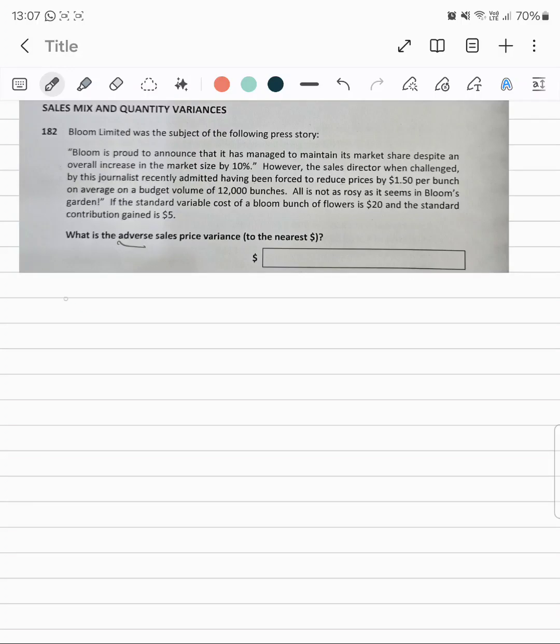But if my standard sales price or whatever sales volume is more and my actual sales price or actual sales volume is less, then the variance is going to be adverse. So over here we are going to find price variance, right? Adverse sales price variance, so it should be standard price minus... now let me read if we need to consider actual or revised.